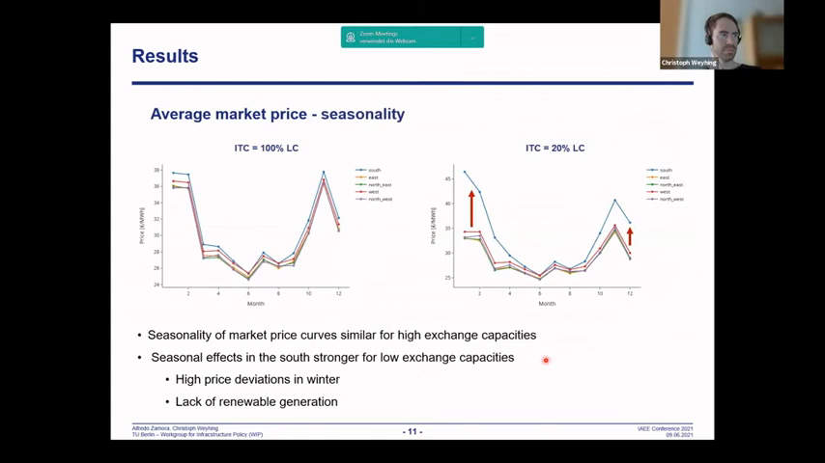If we take a closer look at the seasonality of the market prices, we can see for high exchange capacities, the trends and how market prices behave in the different zones are quite similar, with high prices in the winter and low in the summer. But if we have low exchange capacities, we see that the behavior of the southern zone is different. And there's a lot stronger seasonality in the south than in the other four zones. The winter prices are significantly higher than in the rest of Germany. And as I already said, it's linked to the installed renewable generation. In the winter, you have only little PV generation, and the wind energy cannot be transported completely to the south with low exchange capacities. So you see a lot higher prices here.